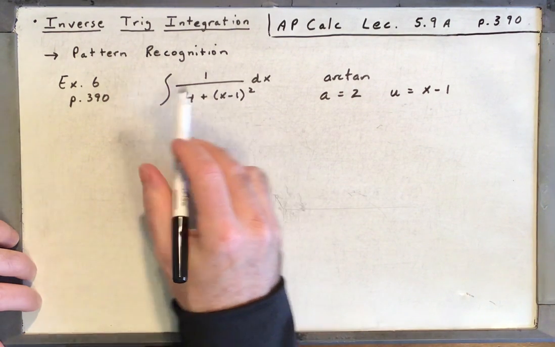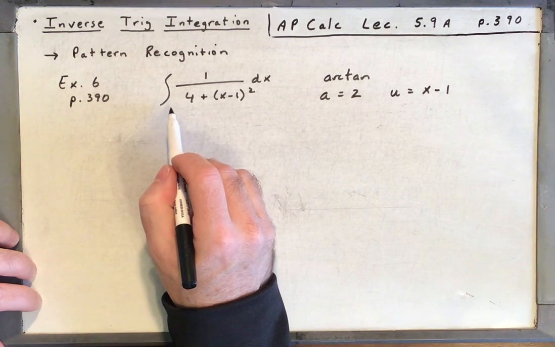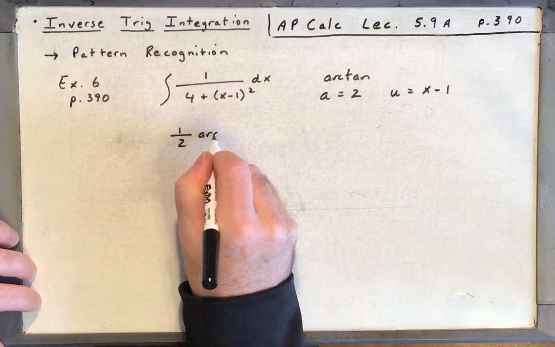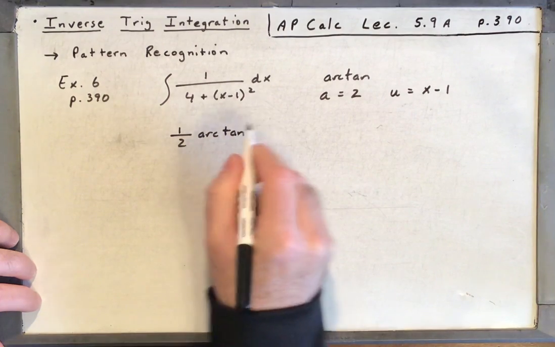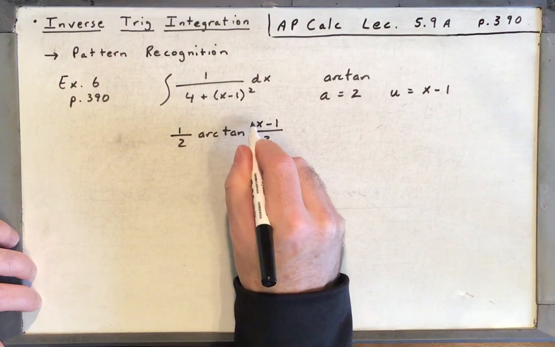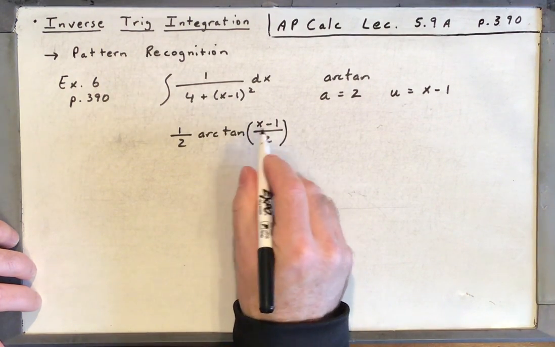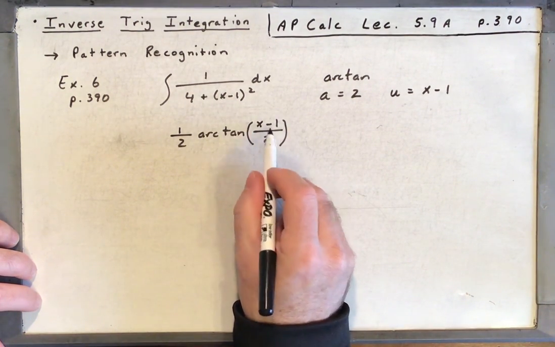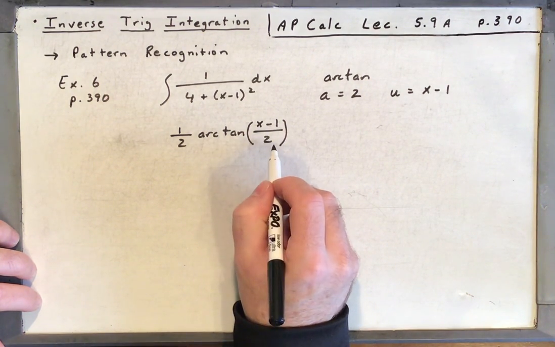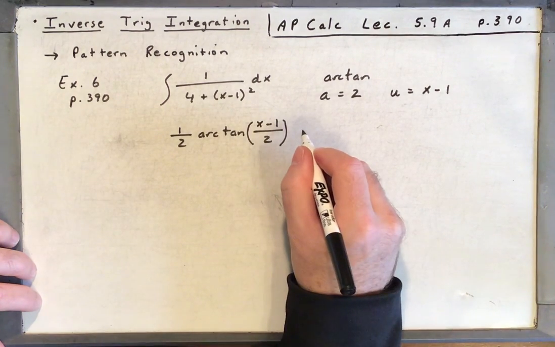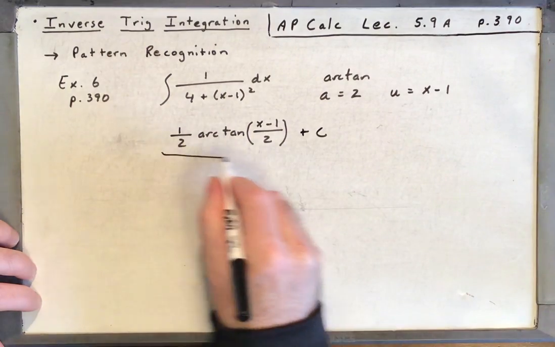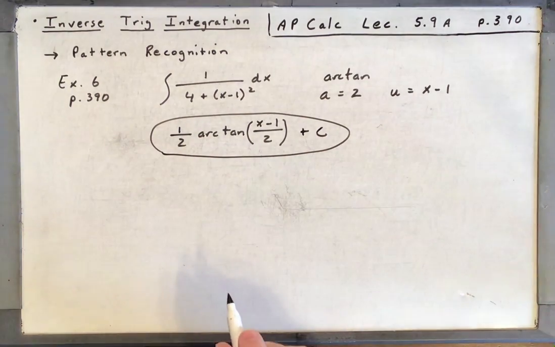So the formula, and we don't have a definite integral here, so we can just put plus c at the end. So this is going to be 1/2 arctangent u over a, x minus 1 over 2. Going to put parentheses around that to show that that is what you're taking the arctangent of, that entire quantity, not the angle, excuse me. All right, plus c. All right, just plug and chug on that one.